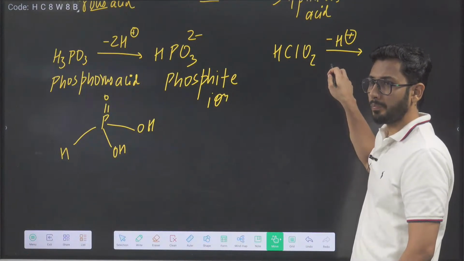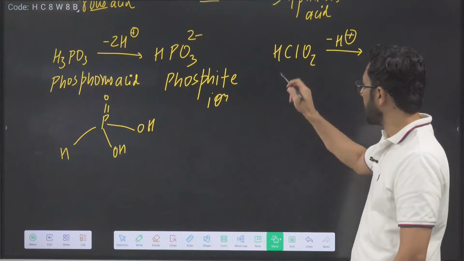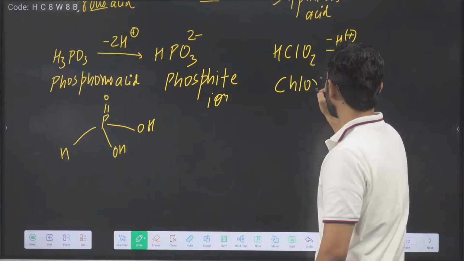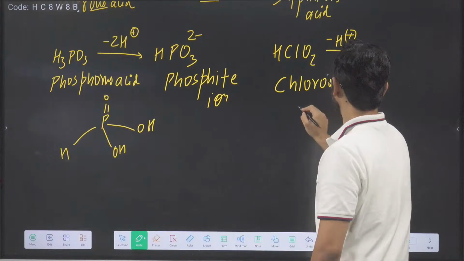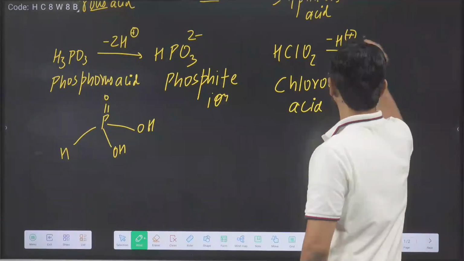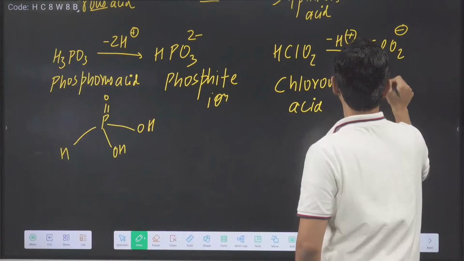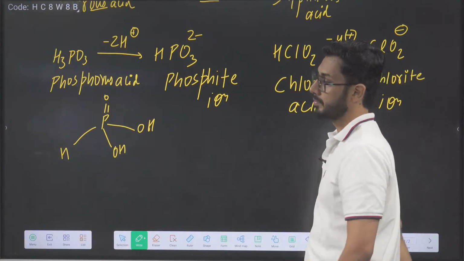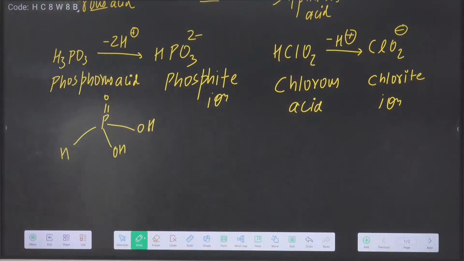Next one, HClO2. HClO3 was chloric acid. HClO2 is chlorous acid. It becomes ClO2 minus and the name is chlorite ion.